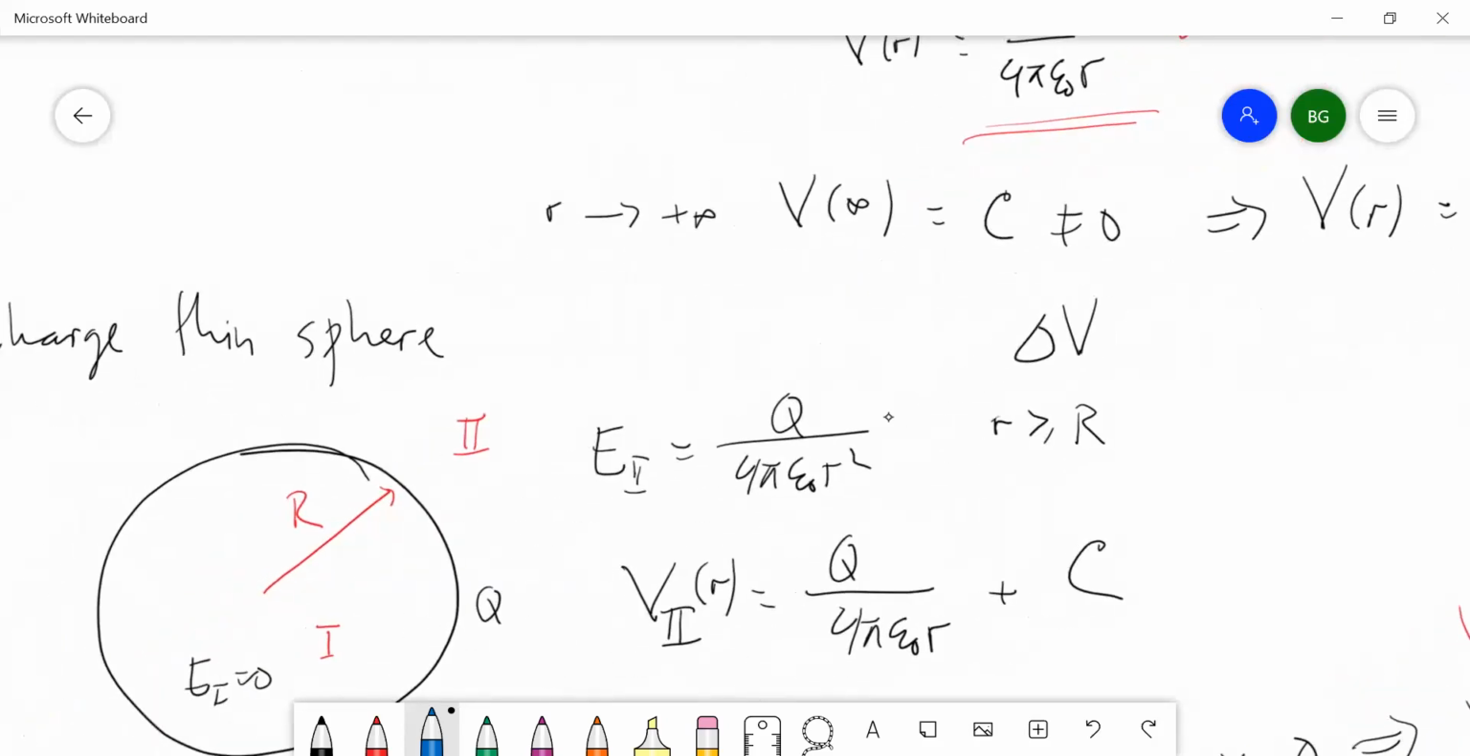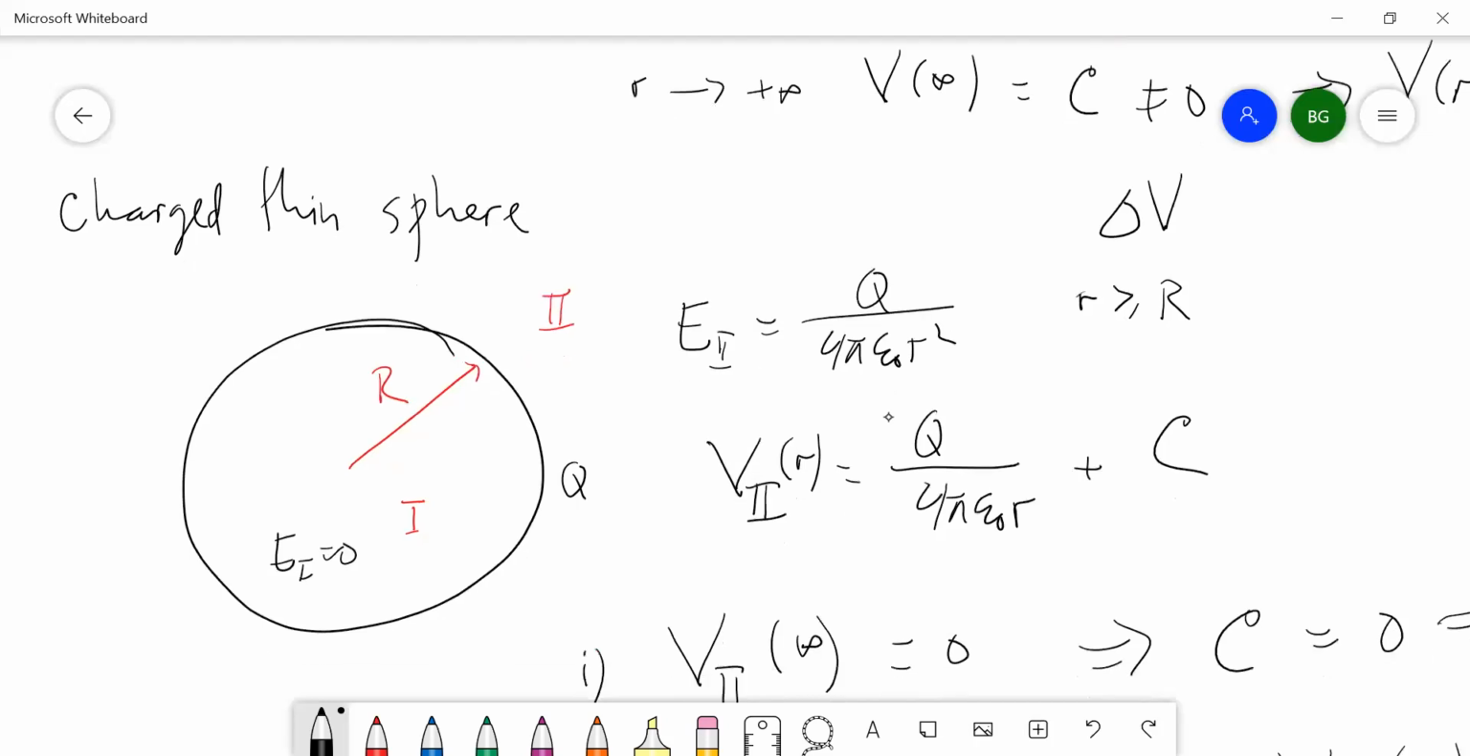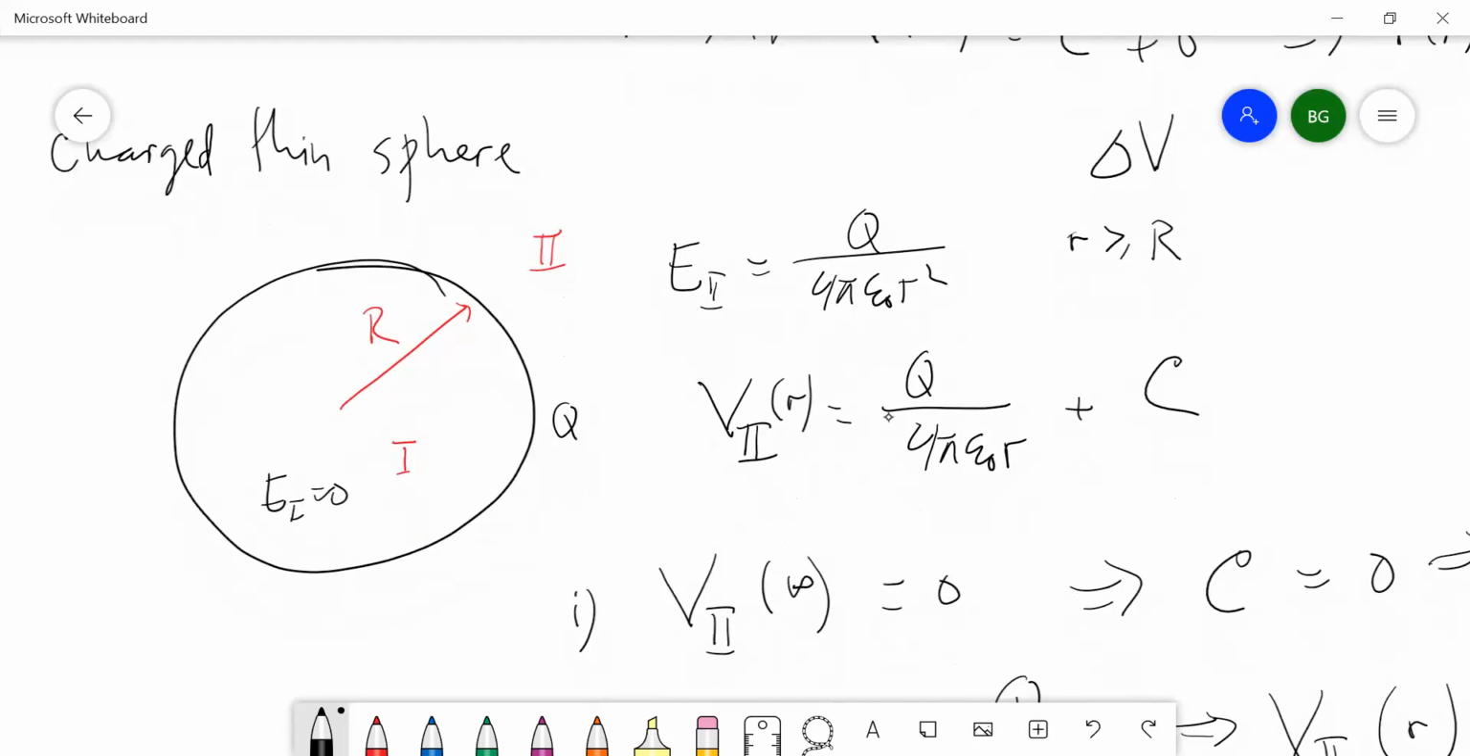This is an example for a thin shell, a charged thin sphere, so only the shell, a hollow sphere, as we discussed last week. We have region 2 and region 1. Region 1 is inside the sphere, and region 2 is outside the sphere.